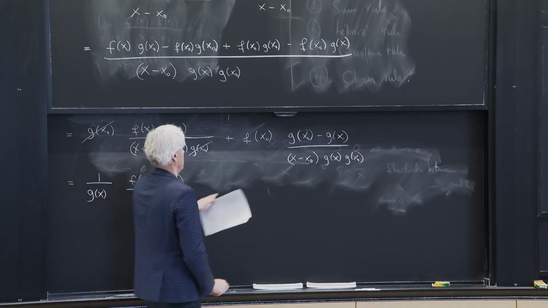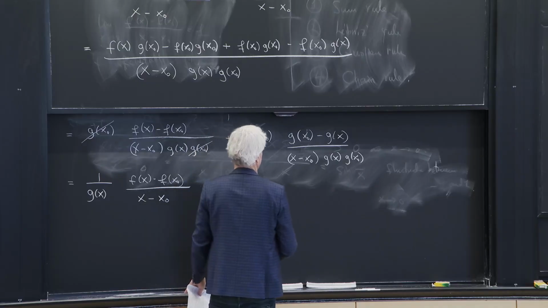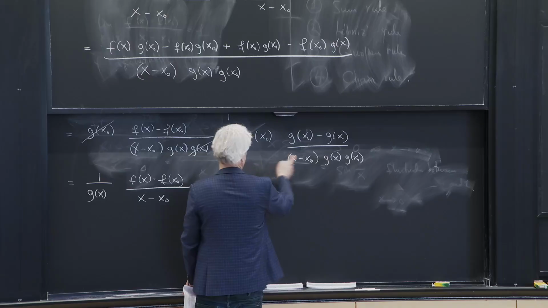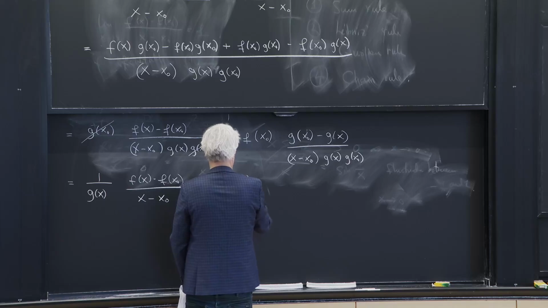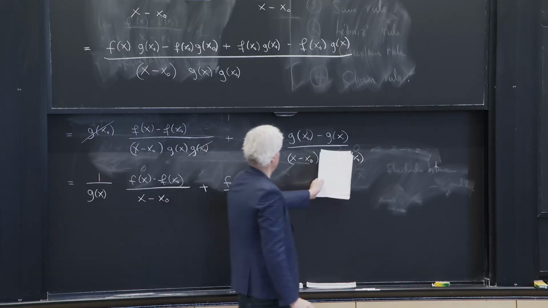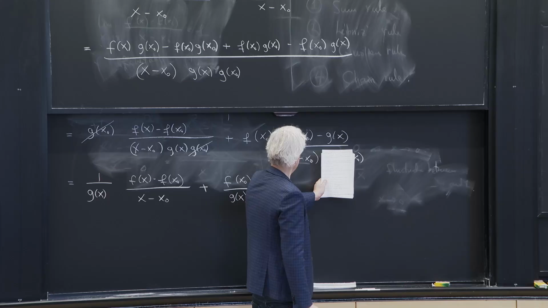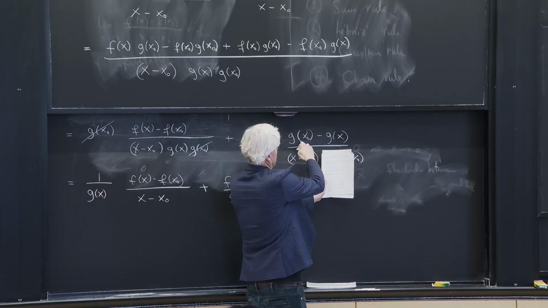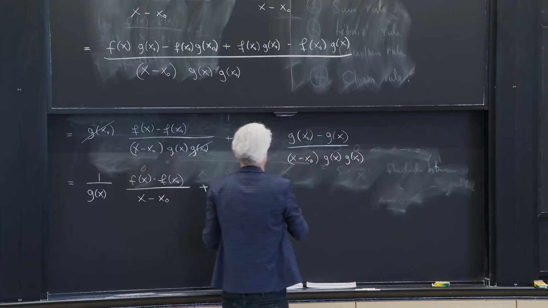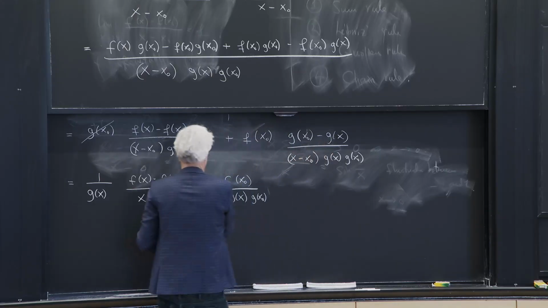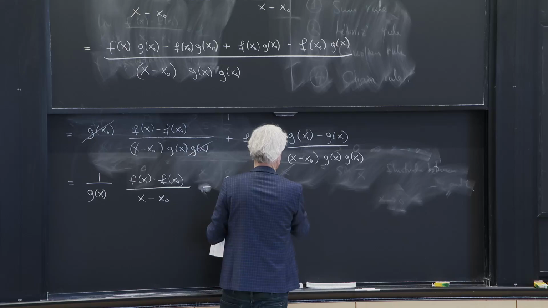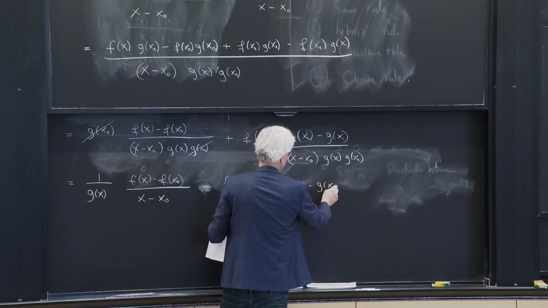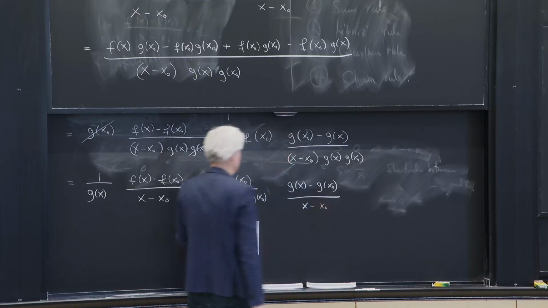So this takes care of this. Here I will take this one out, so I'll write it as f of x0 over g of x times g of x0. And then I'm left with this thing here. What I don't love about this is it's not quite the difference quotient because the order of these two is wrong. So I switch the order, but then I have to pick up a minus sign. So I get minus here, and now it is g of x, g of x0, x minus x0, like that.